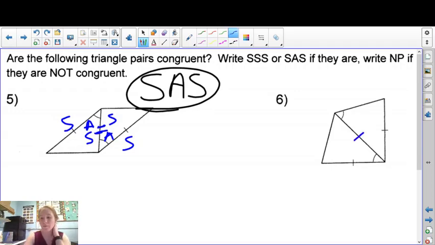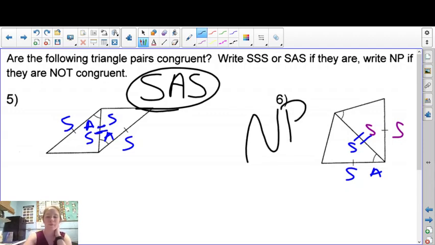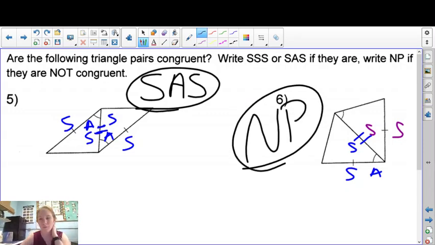Let's mark our freebie. Okay, I have a side, I have an angle, then I have a side. I have a side, then I have a side, and then I have an angle. Nope. NP. Not possible. Not congruent.